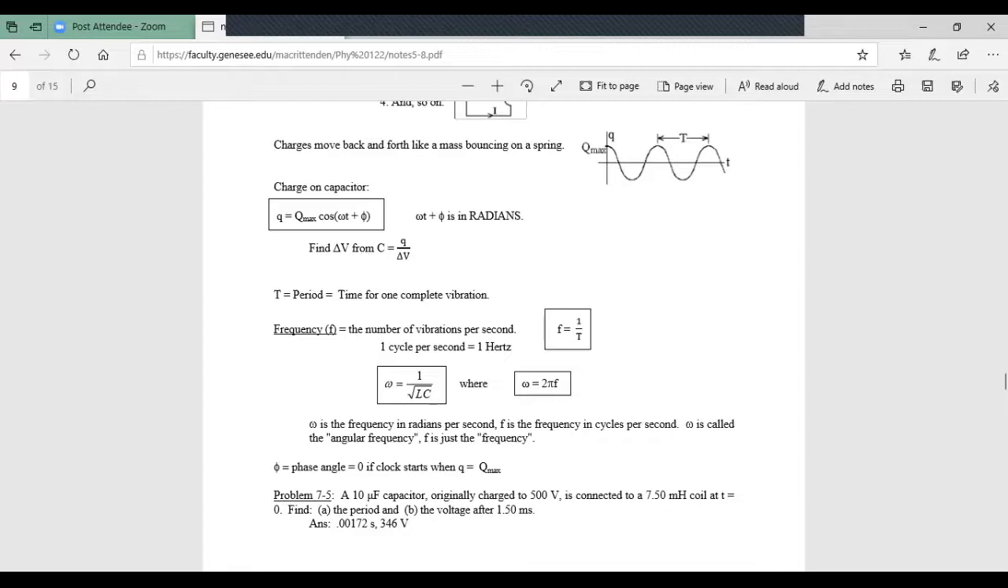See, the biggest that a cosine ever gets is 1. Cosine goes back and forth between plus and minus 1 as you work your way along the graph. If you want the charge to go back and forth between Q max and negative Q max, well, take this number that stands for the maximum charge on the capacitor, the charge it has when it's fully charged. You multiply that by the thing that goes back and forth between 1 and negative 1, and that gives you a charge that goes back and forth between Q and negative Q.